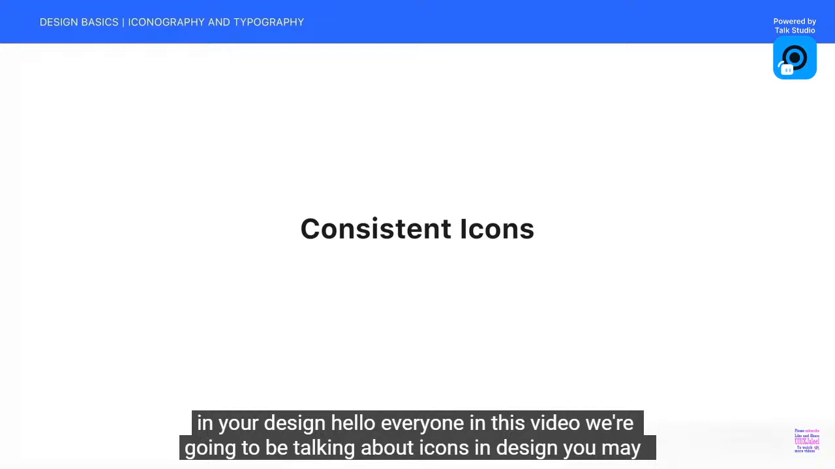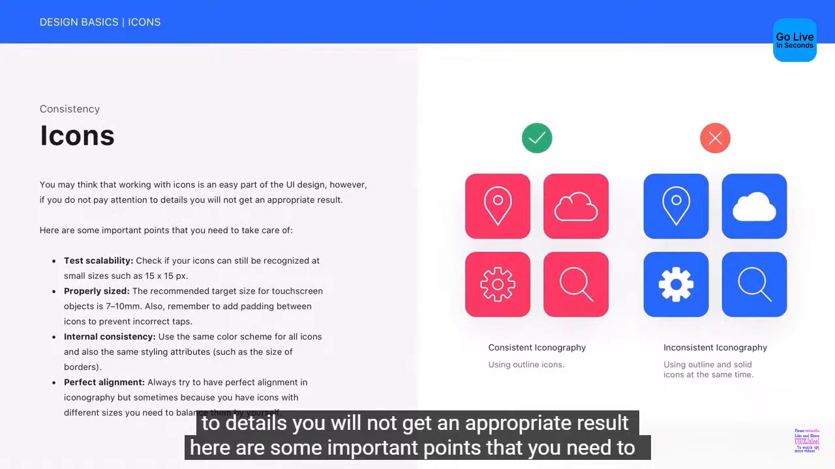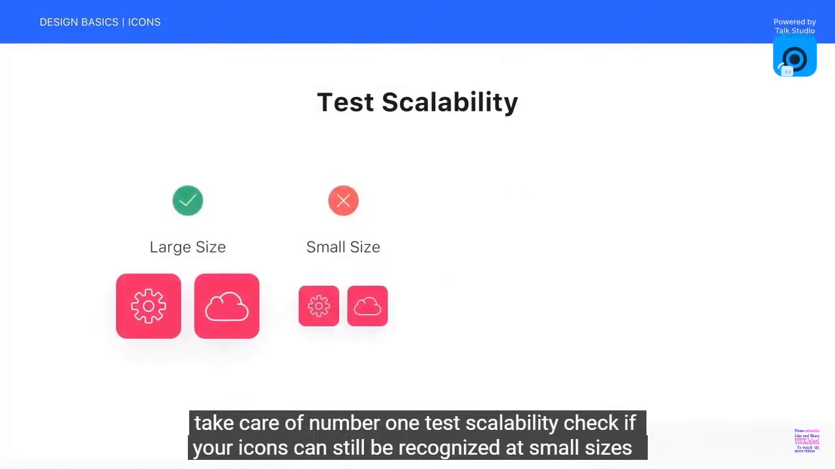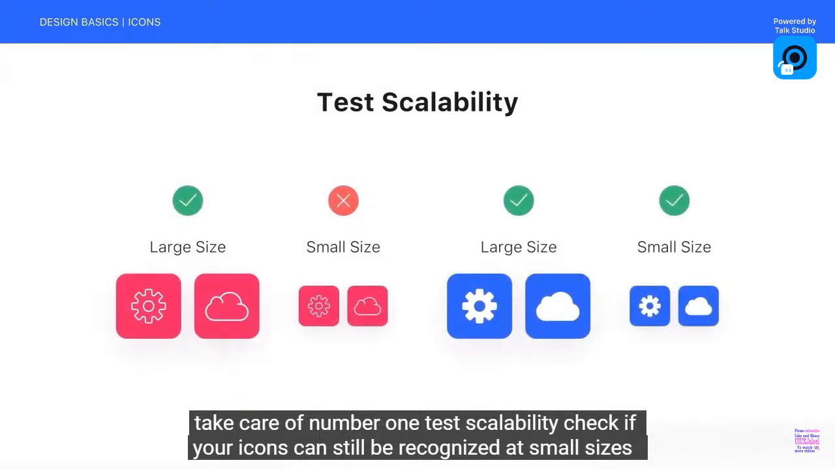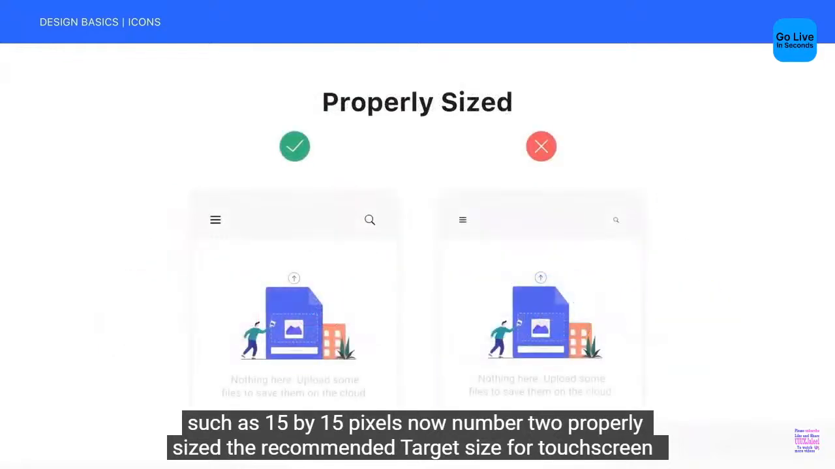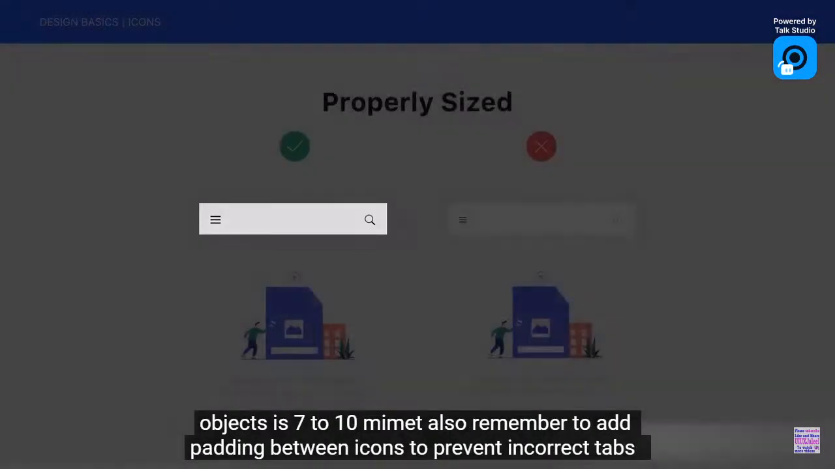Hello everyone. In this video, we're going to be talking about icons in design. You may think that working with icons is an easy part of the UI design. However, if you do not pay attention to details, you will not get an appropriate result. Here are some important points that you need to take care of. Number 1, test scalability. Check if your icons can still be recognized at small sizes, such as 15 by 15 pixels. Number 2, properly sized. The recommended target size for touchscreen objects is 7 to 10 millimeters.